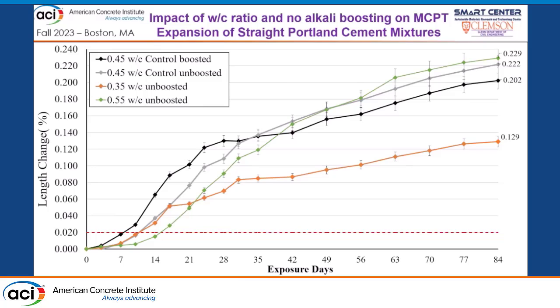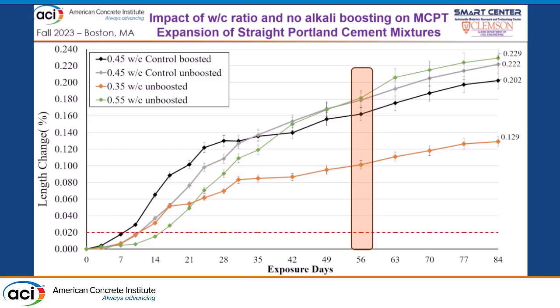But in a 0.35, because the matrix is tighter, there is the inherent strength to resist some of this expansion. You do see lesser expansion with 0.35. So there is a water cement ratio impact on the levels of expansion that you see.